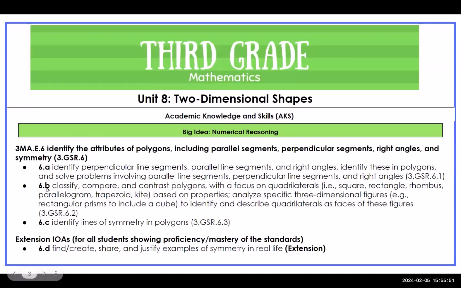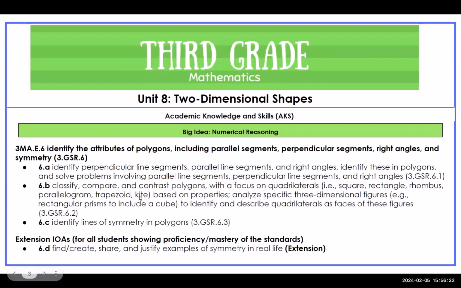IOA 6B. Here, students will classify, compare, and contrast polygons based on properties. However, there is a focus of classifying and comparing and contrasting these polygons with the focus being on quadrilaterals. Those quadrilaterals include squares, rectangles, rhombi, parallelograms, trapezoids, and kites.